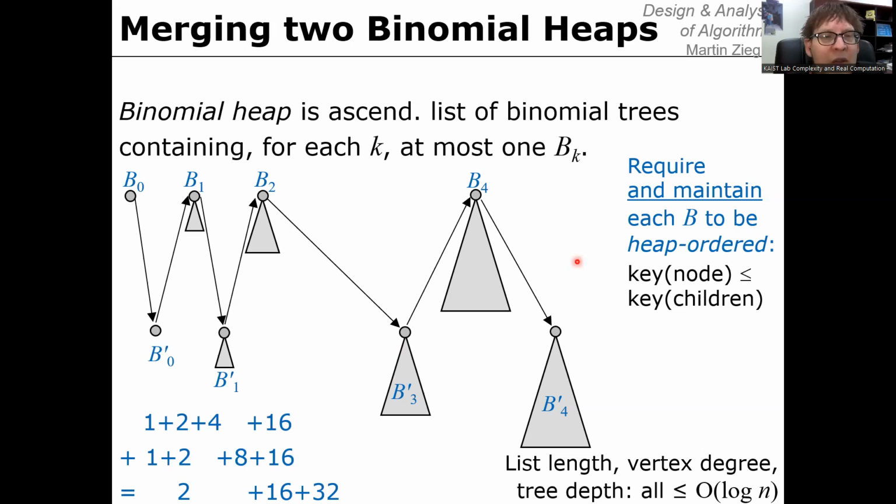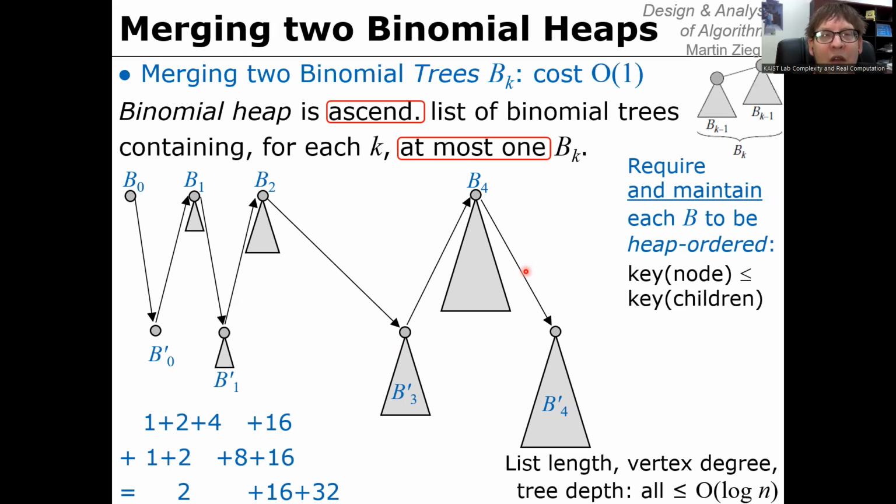So next we're going to repair that by walking through this new list and combining any two binomial trees that have the same order into one binomial tree of larger order using the merge operation. Remember that we can only merge two binomial trees of the same order, and we can do that in constant time by comparing the roots of these two binomial trees of the same order.